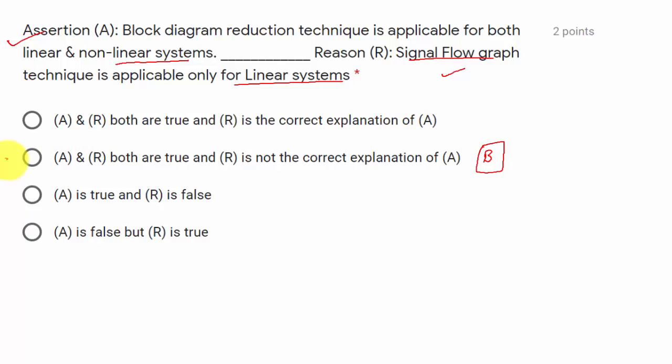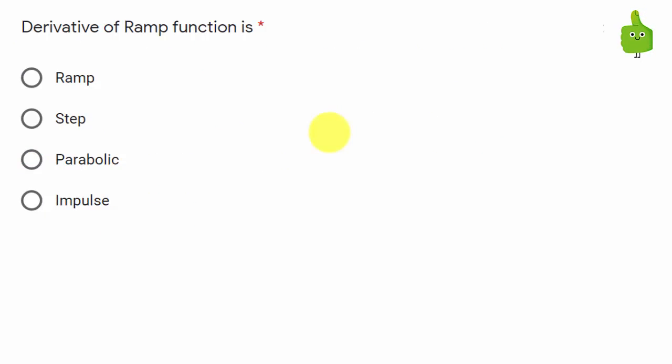Block diagram reduction technique is used for both linear as well as non-linear systems, but in the case of signal flow graph we are going to make use of Mason's gain formula. This technique is applicable only for linear systems. So option B is going to follow.